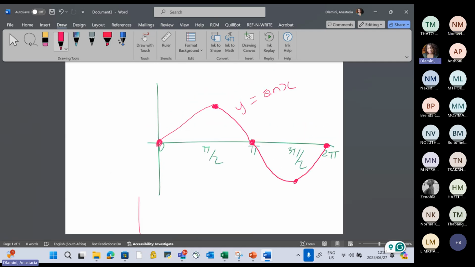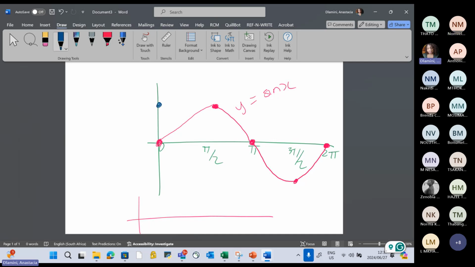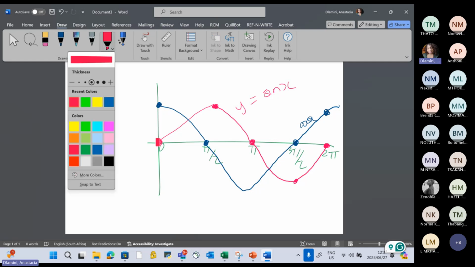Now the graph of cos is this one here. Let me draw it here. At 0, cos 0 is 1. Cos 90 is 0. Cos 180 is -1. Cos 270 is 0. And then cos 2 pi is 1. So this is the graph of cos. Do you see that?